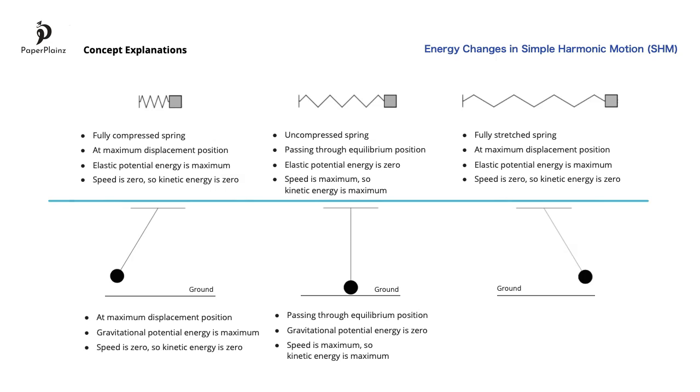At some point, it reaches its other maximum displacement position all the way to the right. Here again, gravitational potential energy is at its maximum, and since the object stops for a moment, speed is zero and kinetic energy is zero. So in case of a simple pendulum, energy conversion happens between gravitational potential energy and kinetic energy.